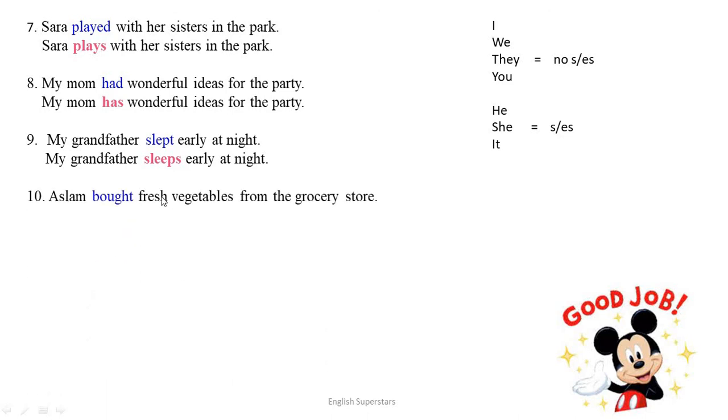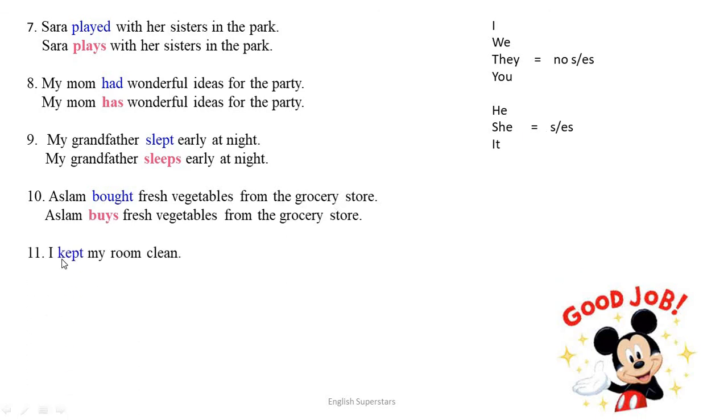Aslam bought fresh vegetables from the grocery store. Aslam buys. Bought is the past form. First of all, you have to see the verb. Then change it into present. Then see the noun over here. Aslam means he. So you are going to put S with it. I kept my room clean. I keep my room clean. Why not keeps? Because with I, no S or ES.